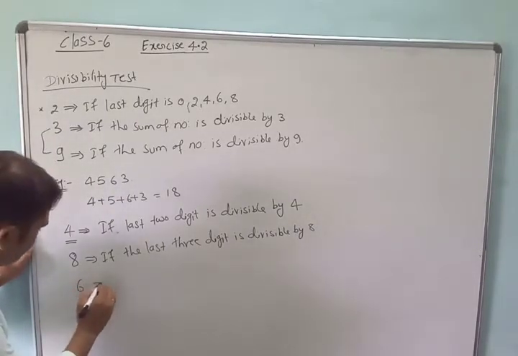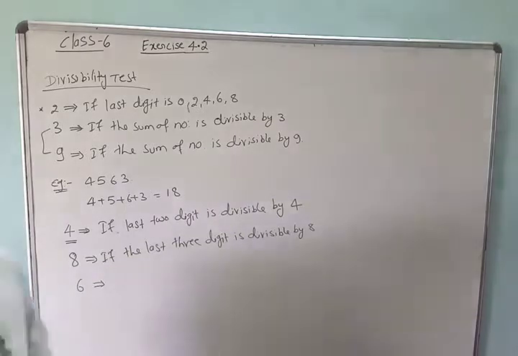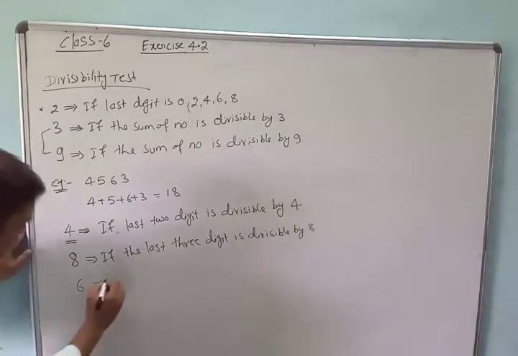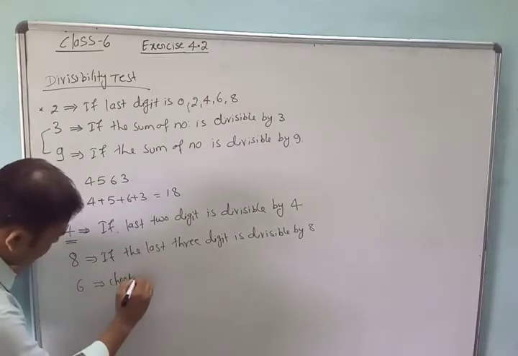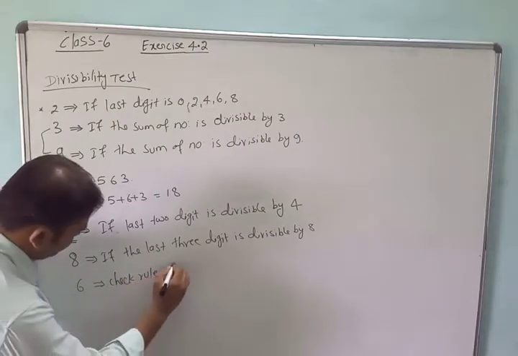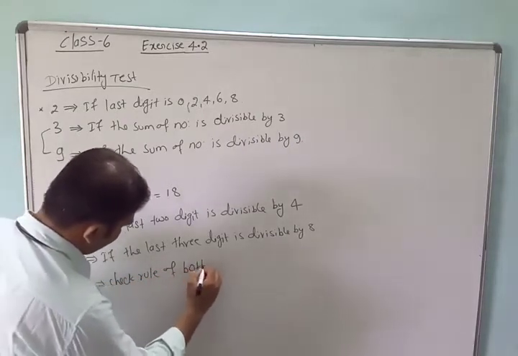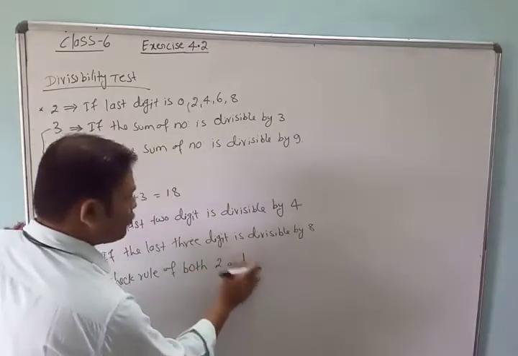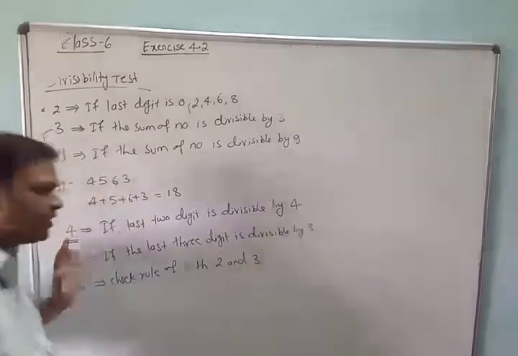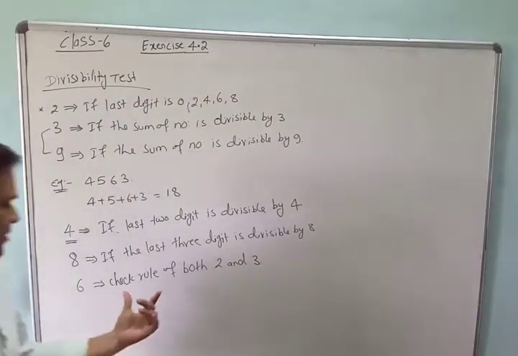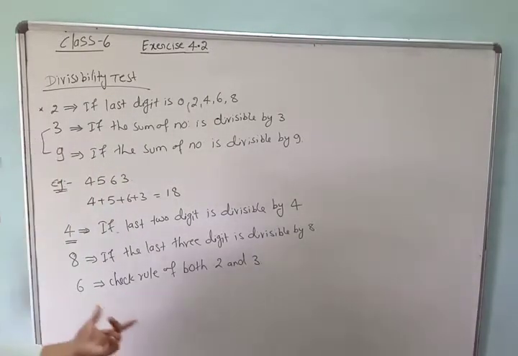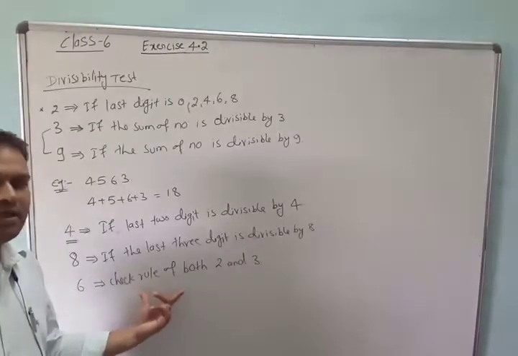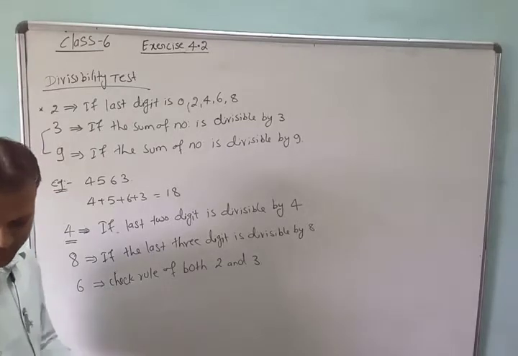For 6, we have to check the rule of both 2 and 3. If the number is divisible by 2 as well as 3, then only we can say that the number is divisible by 6. If the number is divisible by only one of them, then we cannot say that the number is divisible by 6.